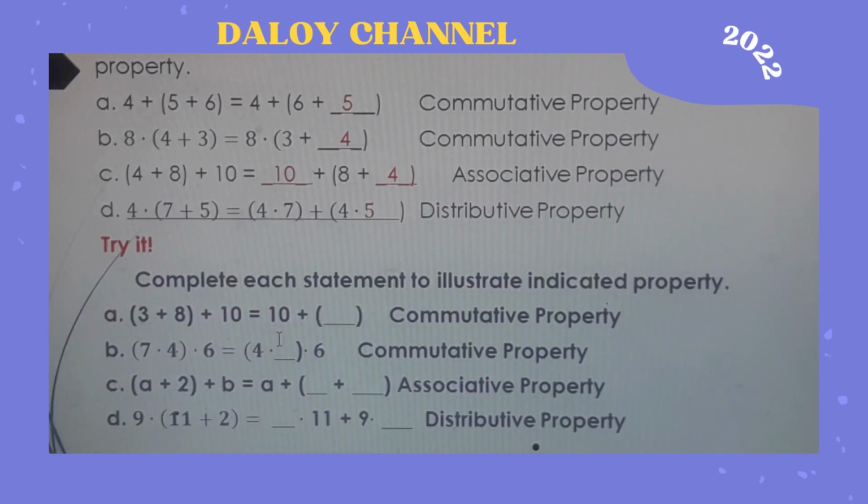Letter B. Eight times the quantity of 4 plus 3 is equal to 8 times the quantity of 3 plus 4. So it is a commutative property for multiplication.